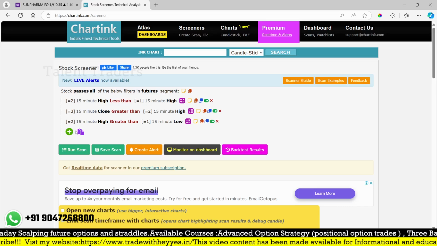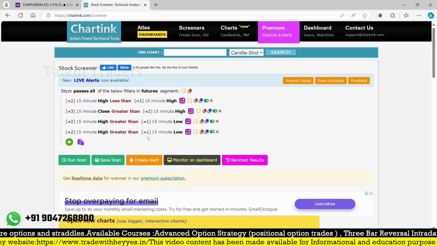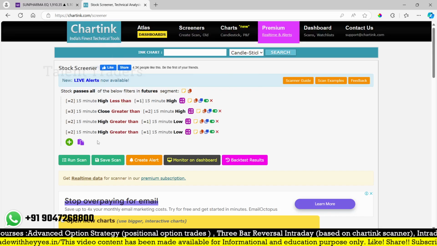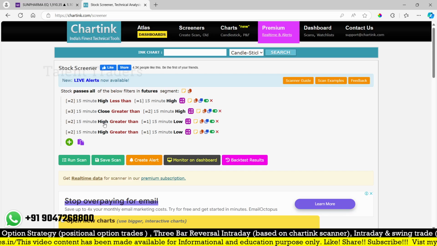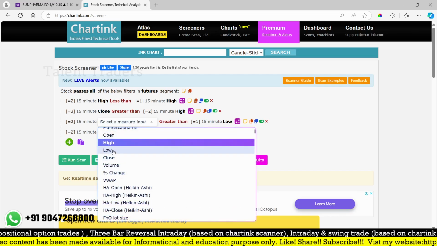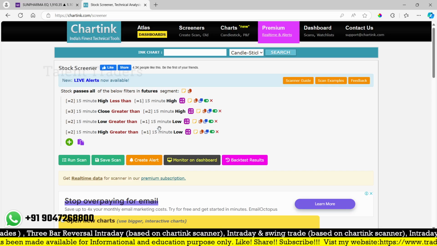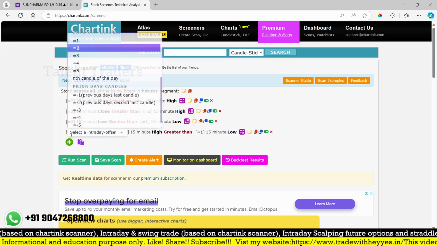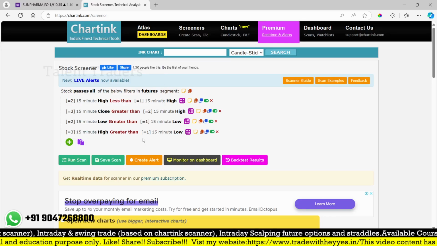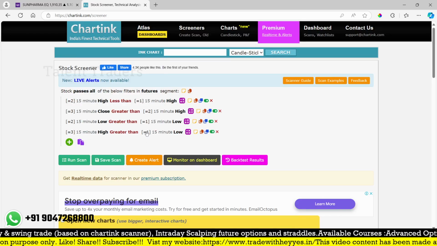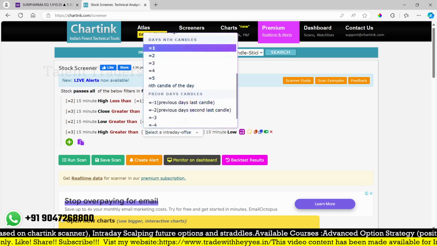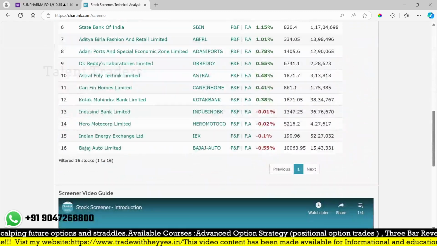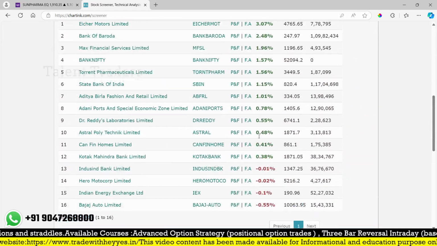So why am I avoiding it? If I'm filtering very narrowly, then one more condition: the low should be greater than the previous low. This will help me, with the time greater than or equal to 1 minute. The third candle high must be greater than the first candle high or the second candle high, whatever. So we can plan. The first candle high is always better. So we have almost 16 stocks.